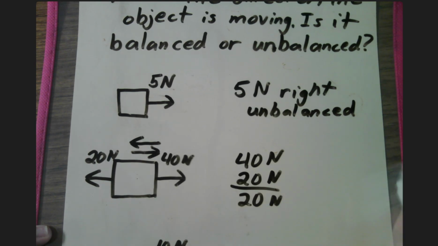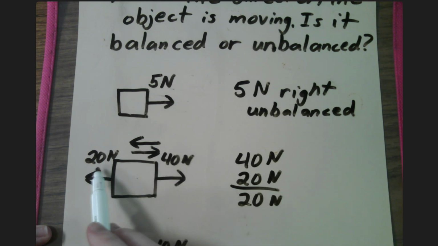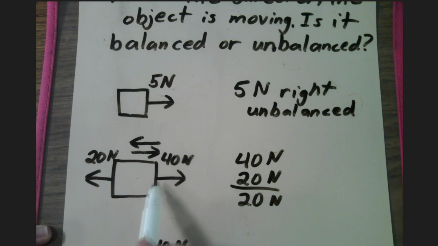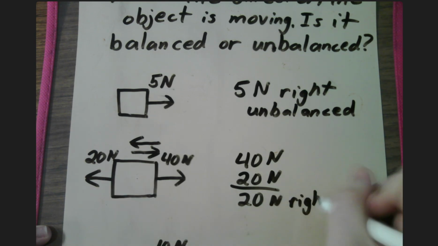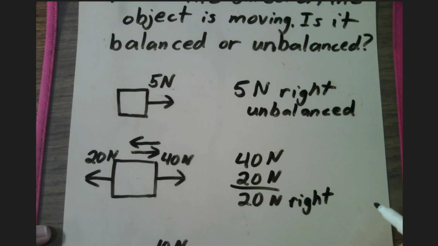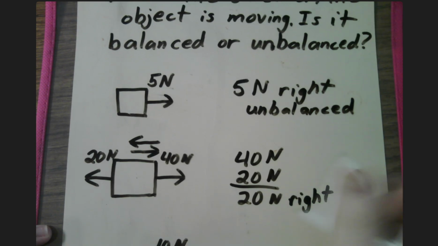Now this block is 20 newtons, but which way is it going? Well, 40 newtons is stronger than 20 newtons, so this block is going to the right. And since it's moving, this is unbalanced.